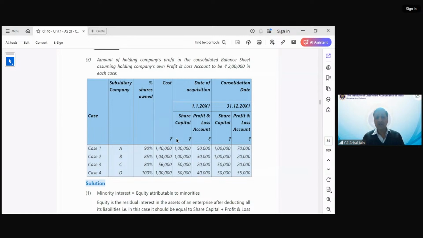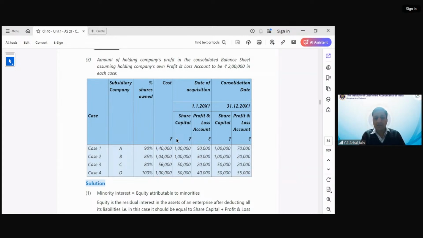And then the cost is given. So what do you mean by this cost? Cost means cost of investment, the price paid to acquire this subsidiary. Then we are also given share capital and balance of profit and loss on the date of acquisition, which is 1st January X1. It appears to be a calendar year, so on the date of reporting, that is 31st December X1, we are again given share capital and profit and loss account.